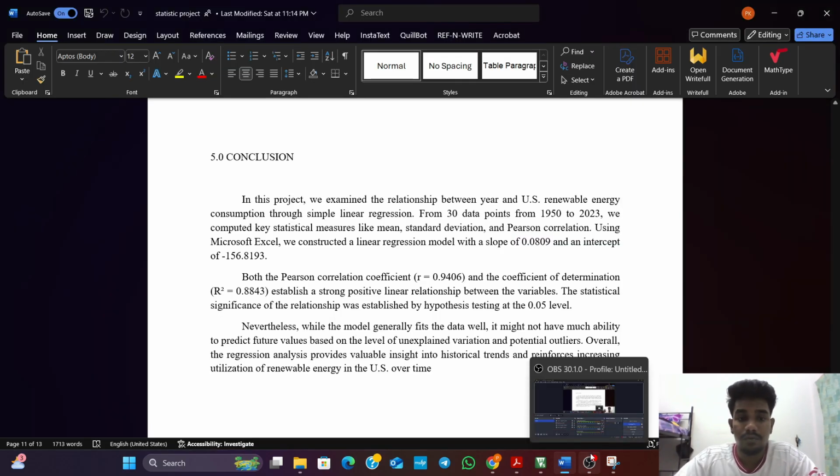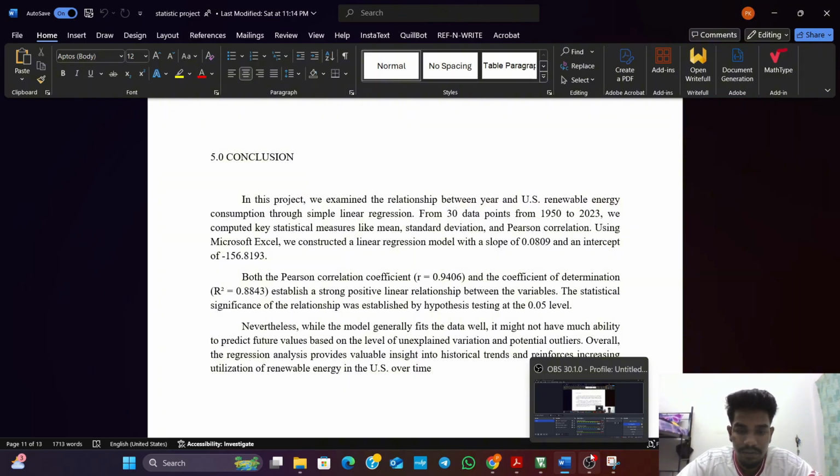Okay, for the conclusion, our project successfully utilized simple linear regression to examine the relationship between year and US renewable energy consumption using 30 data points from 1950 until 2023. We established a linear regression model with a slope of 0.0809 and an intercept of negative 156.8193, and a strong Pearson correlation coefficient, R equals 0.9406, and coefficient of determination, R square equals 0.8843. These confirm a statistically significant positive linear relationship at the 0.05 level.